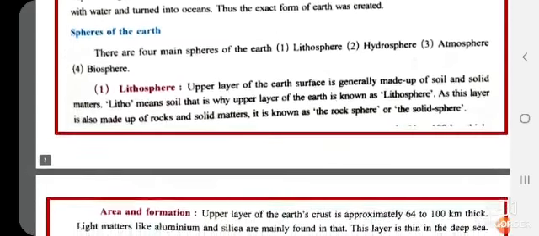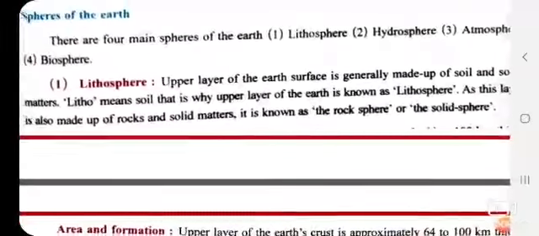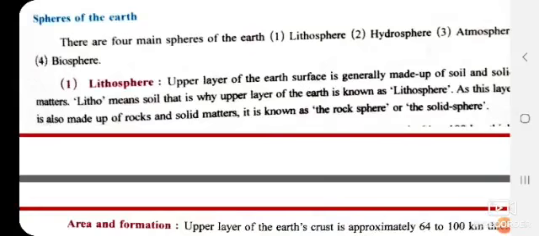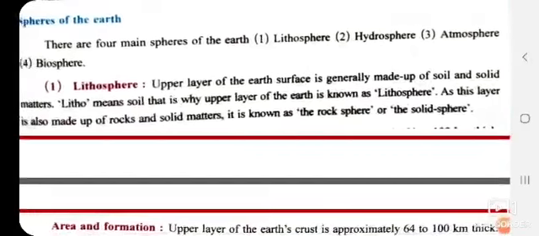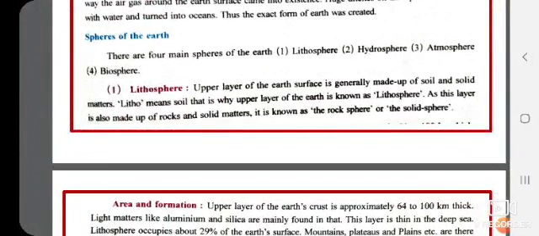Now, what are spheres of the earth? There are four main spheres of earth: lithosphere, hydrosphere, atmosphere and biosphere. As I told you, the earth is made up of four spheres, and these four spheres we are going to learn in this chapter.